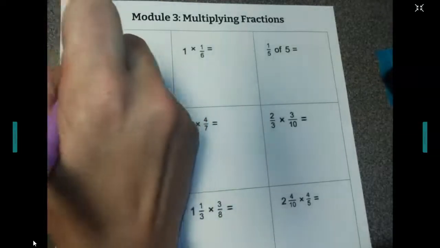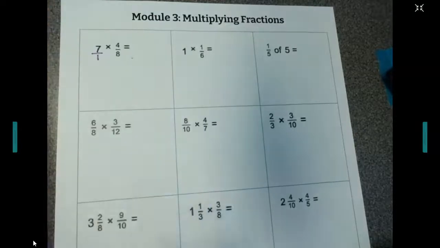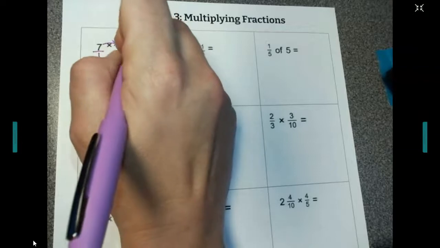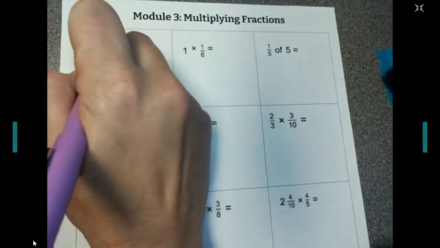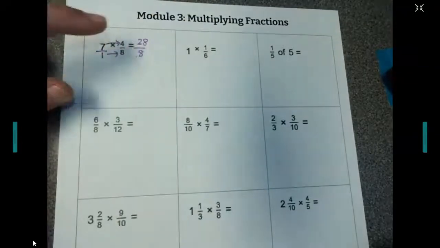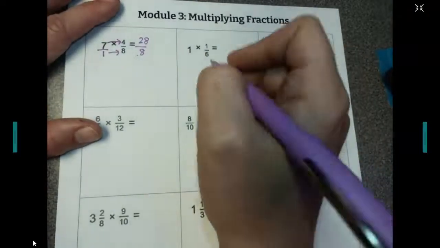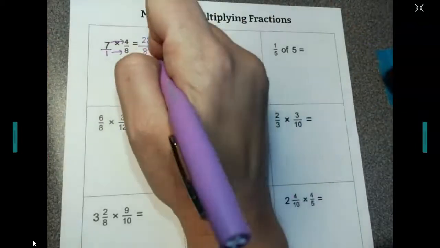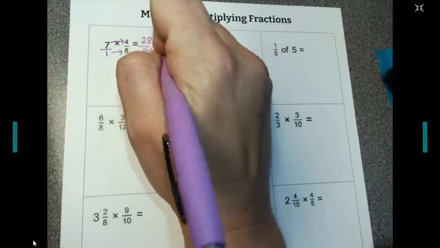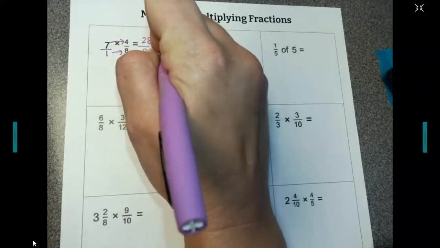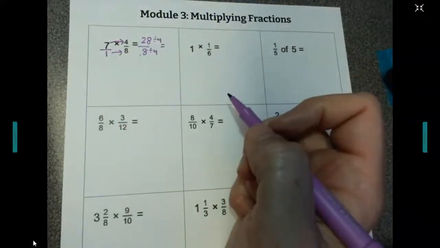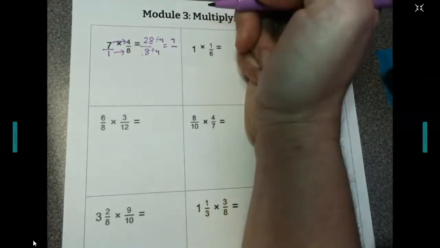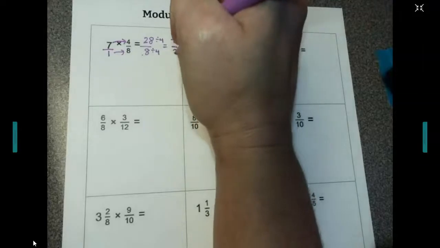Anytime we're multiplying by a whole number, we have to make it into a fraction by putting a 1 underneath it. We're going to just multiply the top numbers. 7 times 4 is 28. 1 times 8 is 8. This is an improper fraction, so we have to change it. But before I do that, I'm going to simplify it so I don't have to simplify it later. I know that 4 can go into both of these. 28 divided by 4 is 7. 8 divided by 4 is 2.